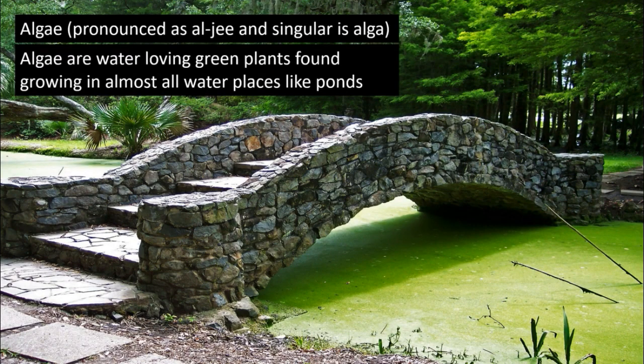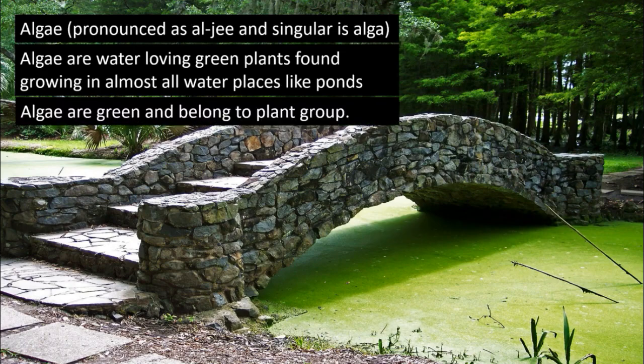It's found on water. They are water-loving, green plants. I repeat, they are plants. They are microorganisms and they are also plants. Algae are water-loving green plants found growing in almost all water places like ponds. And once again I repeat, algae are green and belong to the plant group. But some algae are blue-green, red or brown.